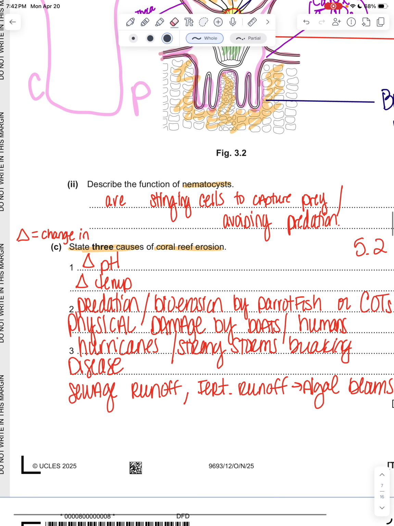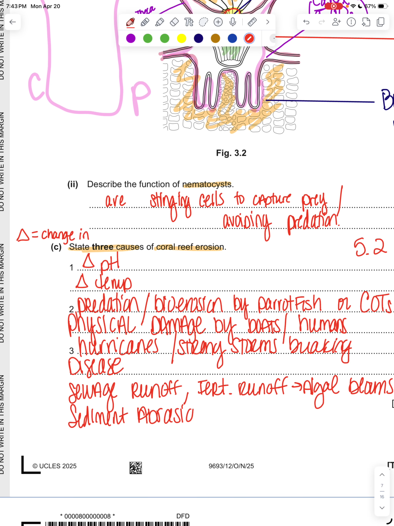And another one is a couple things with sediment. I'm going to say sediment abrasion, like physical, like sandpaper rubbing up against it. Sediment can also settle in the coral polyp's mouth and block it. So sediment blocking the polyp mouth.